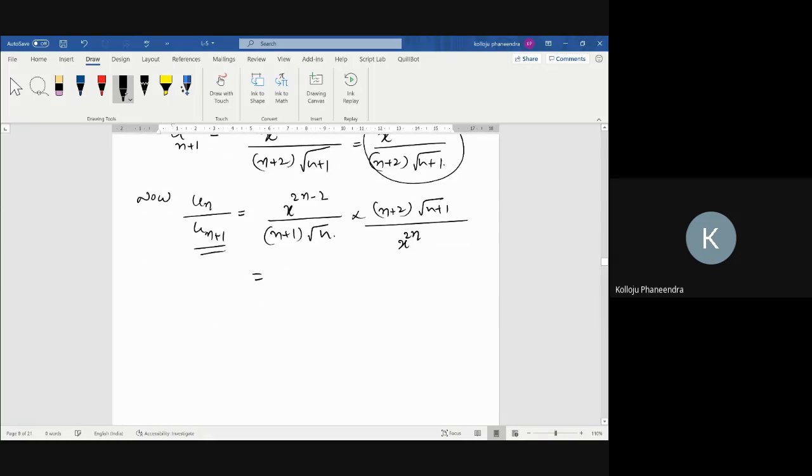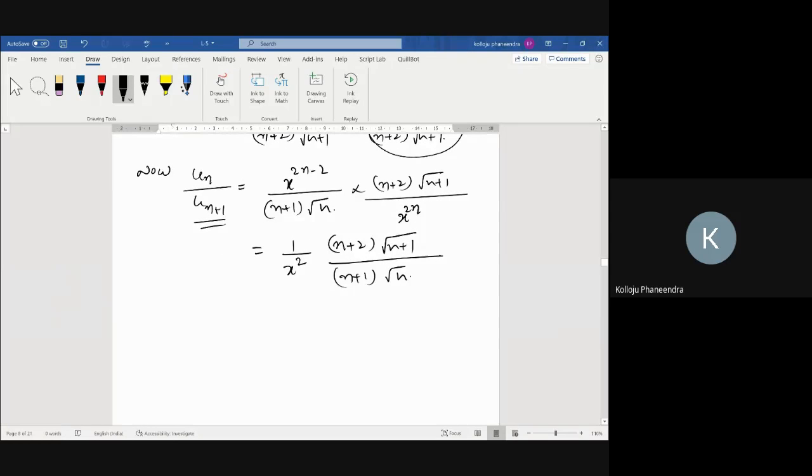Now x to the power of 2n gets cancelled. X power minus 2 will be there, which can be written as 1 by x square. And what are the remaining terms? N plus 2 root over n plus 1 by n plus 1 root n. For this ratio I have to take limit n tends to infinity. Whenever n tends to infinity, I have to express the function as 1 by n's. So take n common in numerator and denominator.